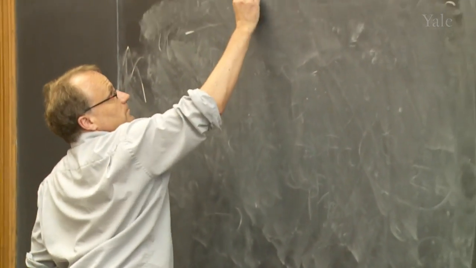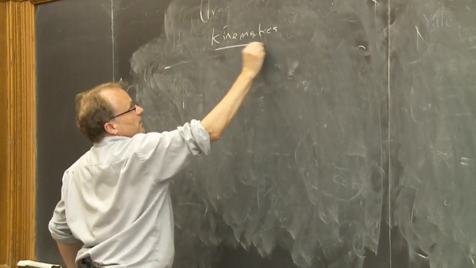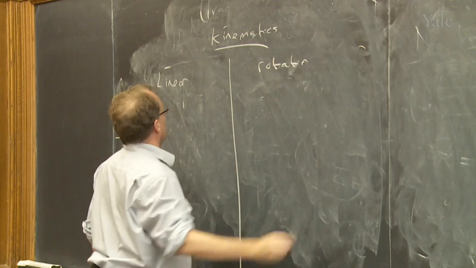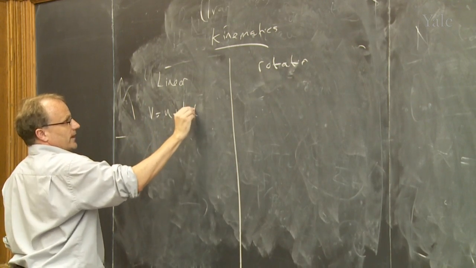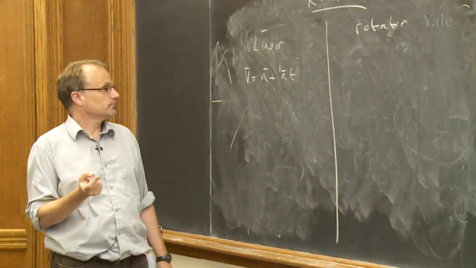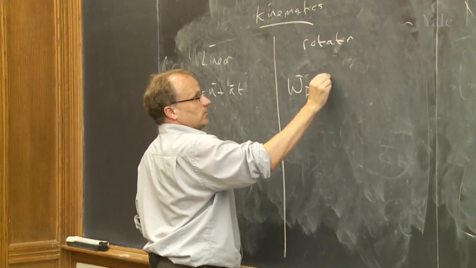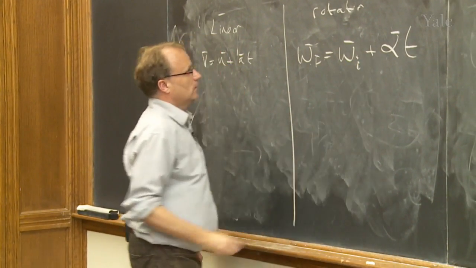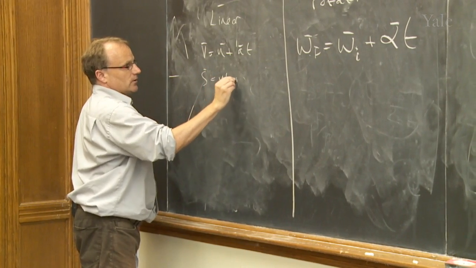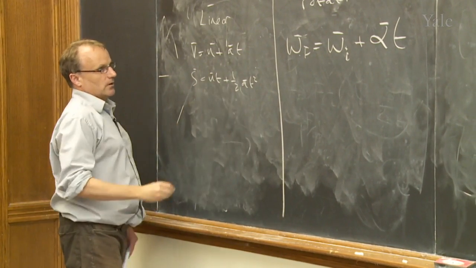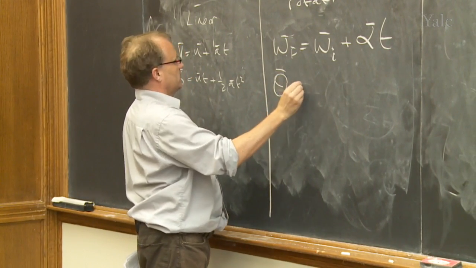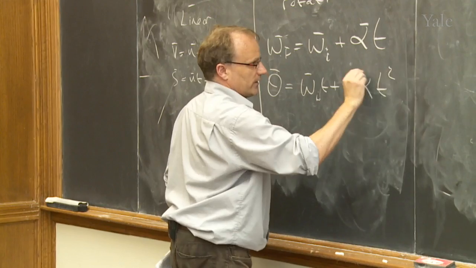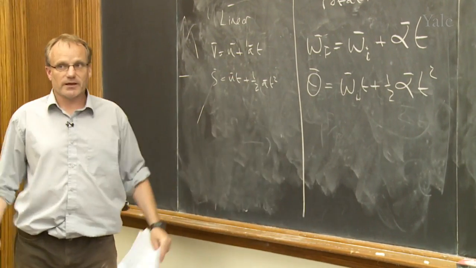So in kinematics, again, linear and rotation. Linear, we might have v equals u plus at. What would we have on the other side? Exactly. Omega final equals omega initial plus alpha t. Use an i here for initial. Here we have s equals ut plus 1/2 at squared. For the rotating case, we have theta equals omega initial times t plus 1/2 alpha t squared.